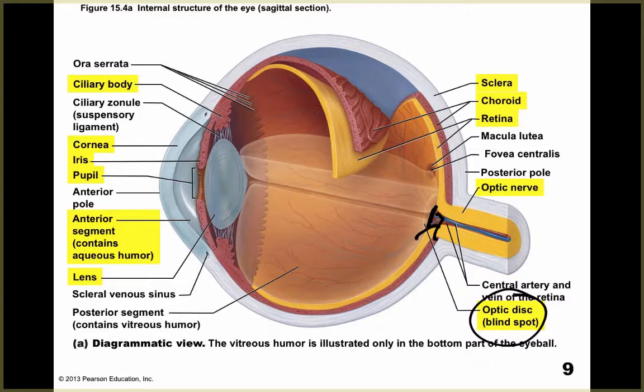Now we do have a blind spot. Your brain's really cool because it integrates information that surrounds it and helps to fill it in so that you're not seeing a big black spot over in the corner.